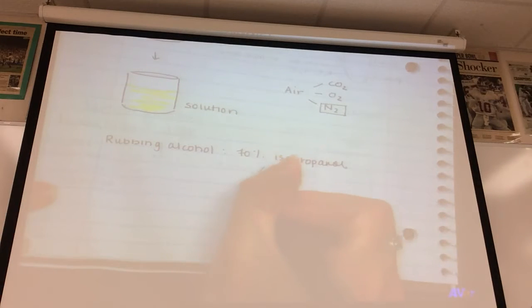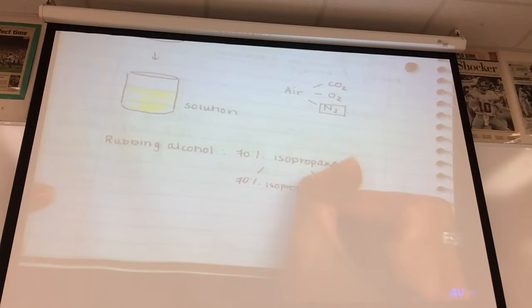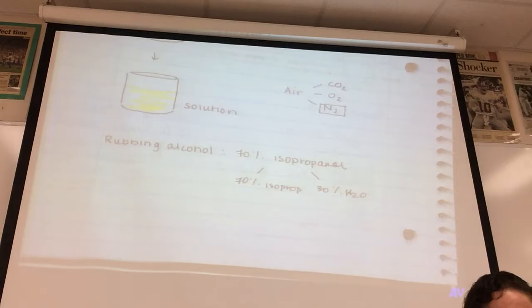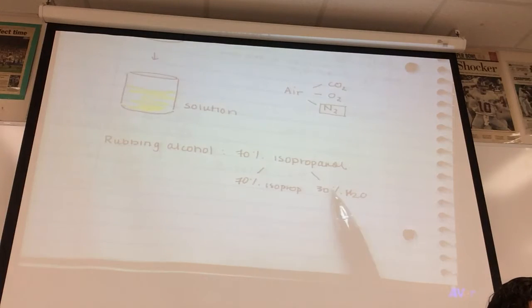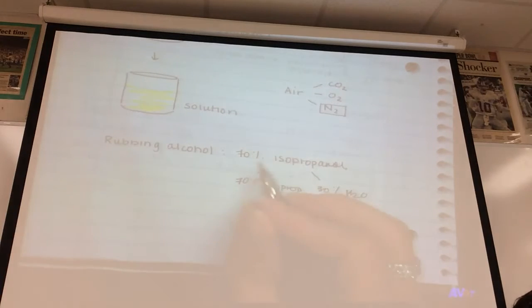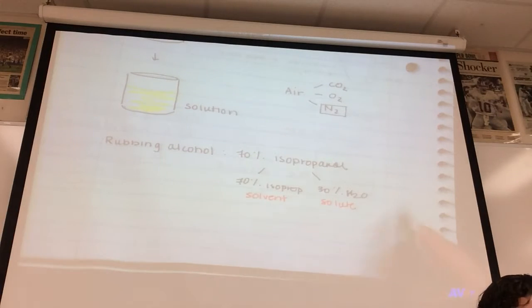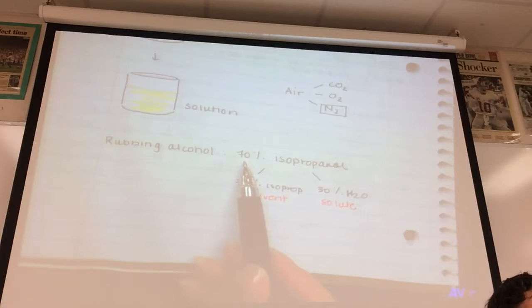And what that means is that 70% is the alcohol, isopropanol, and 30% is water. And this is a little bit tricky here. Which is in higher percent, the alcohol or the water? The alcohol. So in this case, this is the solvent and this is the solute. If you had 10% isopropanol, then the alcohol would be the solute and 90% would be the water.